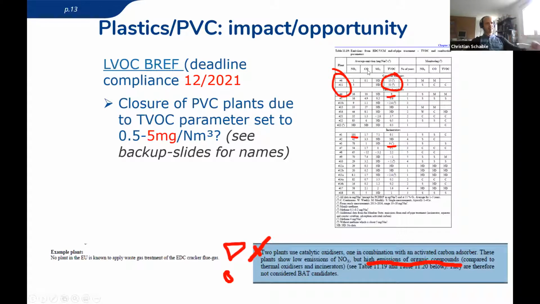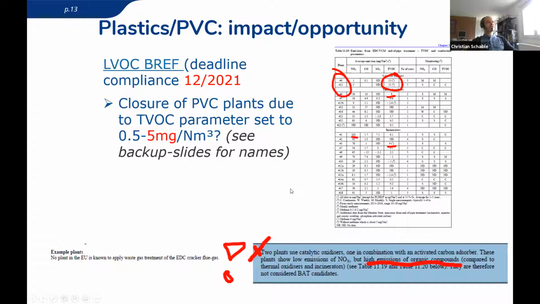Yeah, okay, I just mentioned these two reference plants, 6 and 11. You see the TVOC level is beyond the 5. There's one which is extreme, 51. And there are some few others, incinerators and even thermal oxidizers, which probably are not maintained very well. So you have to check those plants.